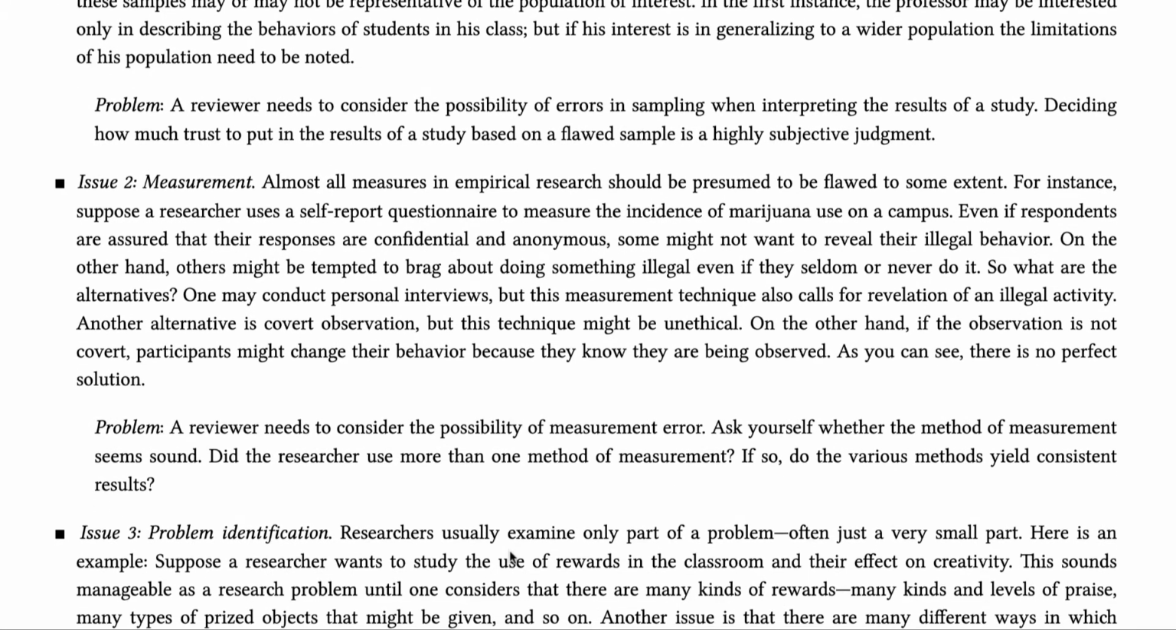One may conduct personal interviews, but this measurement technique also calls for revelation of an illegal activity. Another alternative is cohort observation, but this technique might be unethical. On the other hand, if the observation is not covert, participants might change their behavior because they know they are being observed. As you can see, there is no perfect solution.